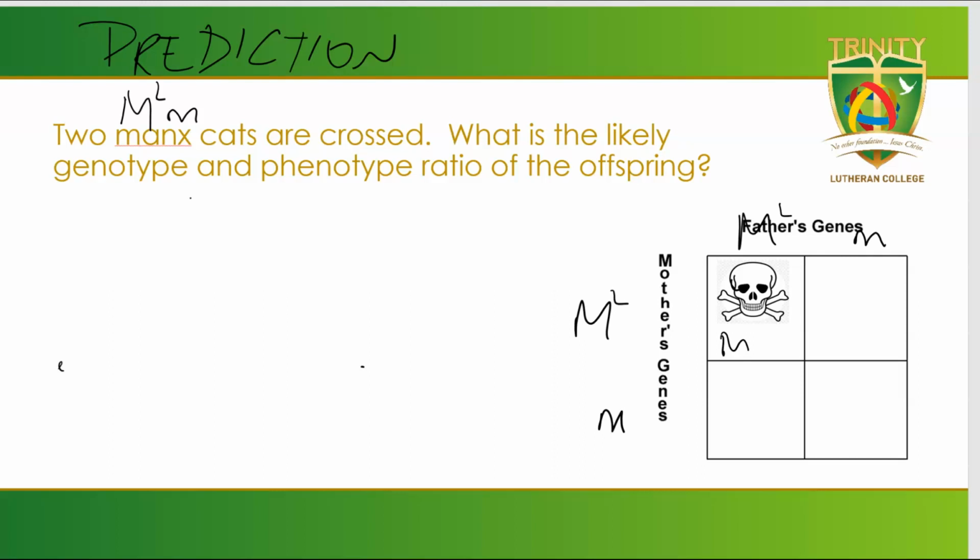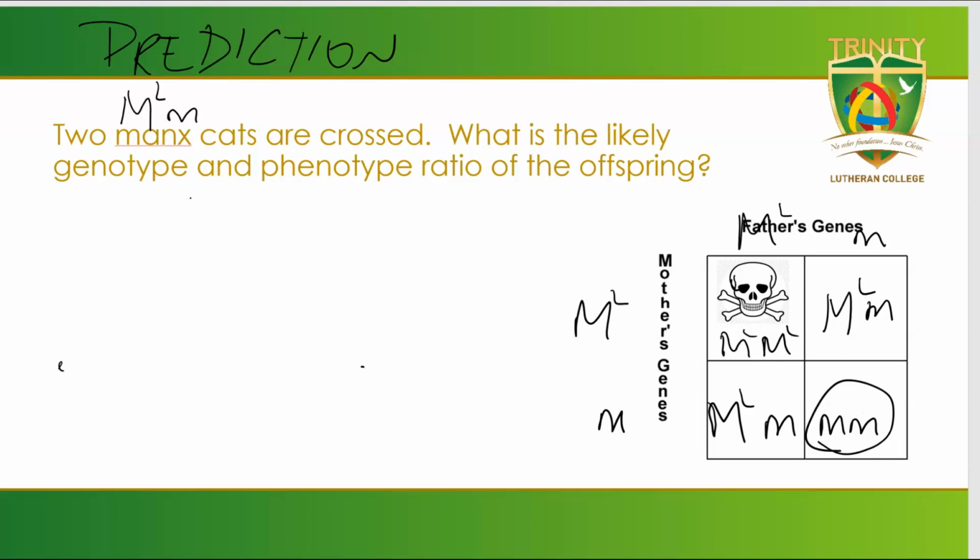So when we get the big M, this is lethal. None of those cats are going to be born. This next offspring is going to be big M, little m, so it's a heterozygote, it's a Manx cat. This one's going to be a heterozygous, a Manx cat, and then we've got 1 little m and 1 little m from mum and dad, so this one is a homozygous recessive.